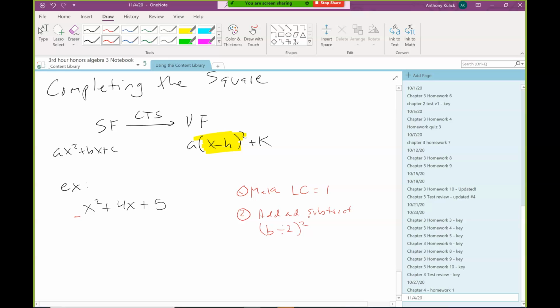So what number is the b in this case? 4. 4 divided by 2 is 2, and then 2 squared is 4. So add 4, and then subtract 4. So what have I really done here? Nothing, right? If you add 4 and then subtract 4 right away, you've done nothing at all. Everybody agree? It's still the exact same thing. It just looks a little different.